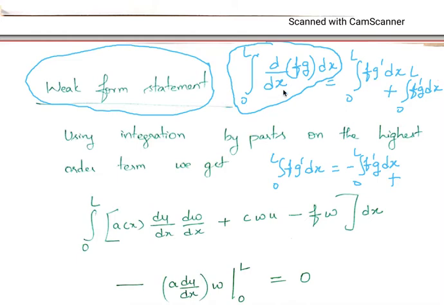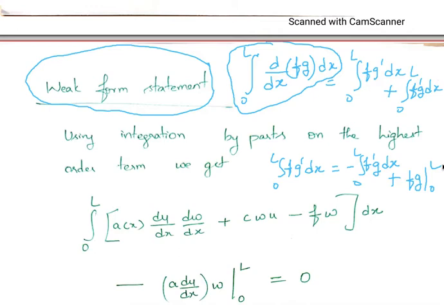Anybody? It's d by dx of f of g dx. So what is the integral? Forget 0 to L, but what is the integral of d by dx of f g dx? F into g, right? If it's a smooth function, then that integral is simply f into g. So f into g is being evaluated at what points? F into g evaluated at 0 and L.